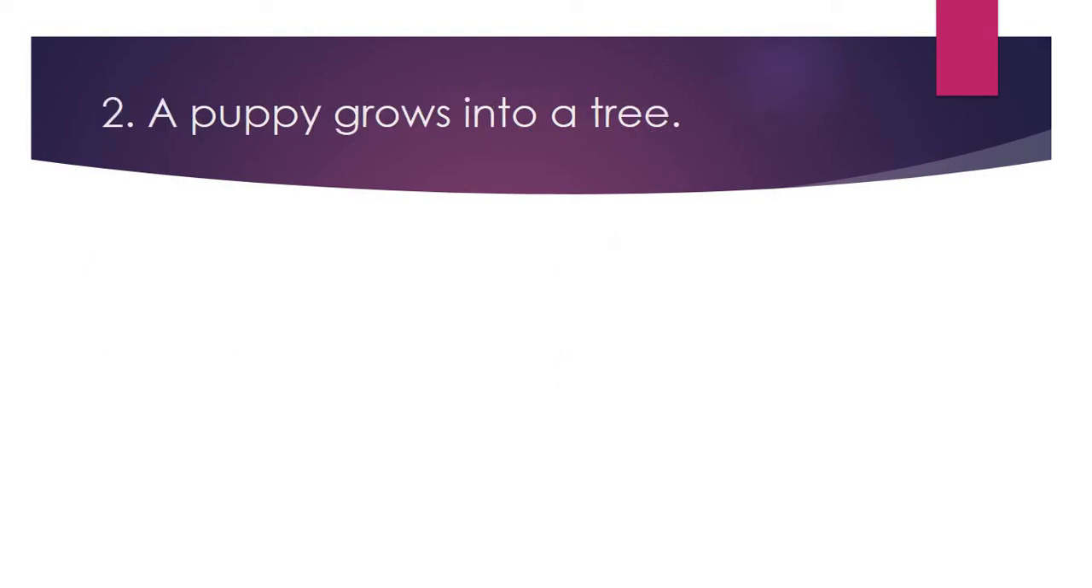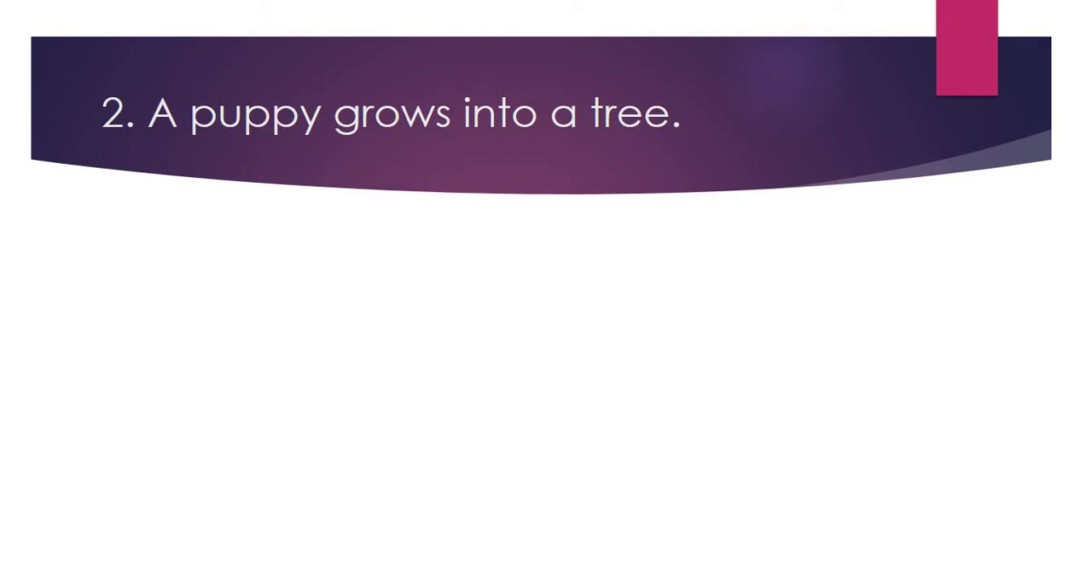Number 2. A puppy grows into a tree. Oh God, a puppy grows into the tree? This is not possible. So which word goes incorrect here? Please students, this is very easy. Try to solve it. Which word is incorrect?